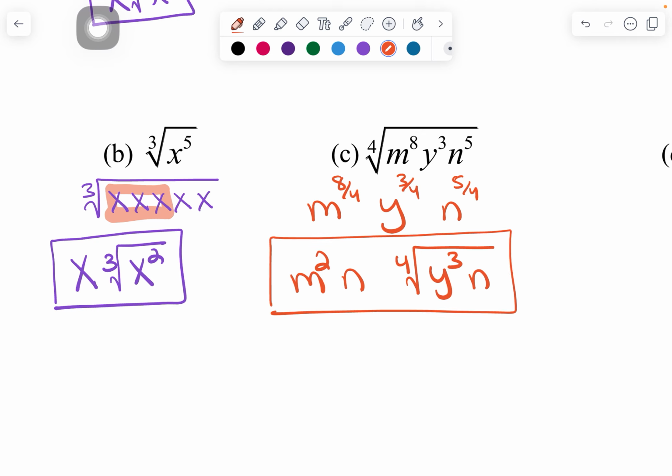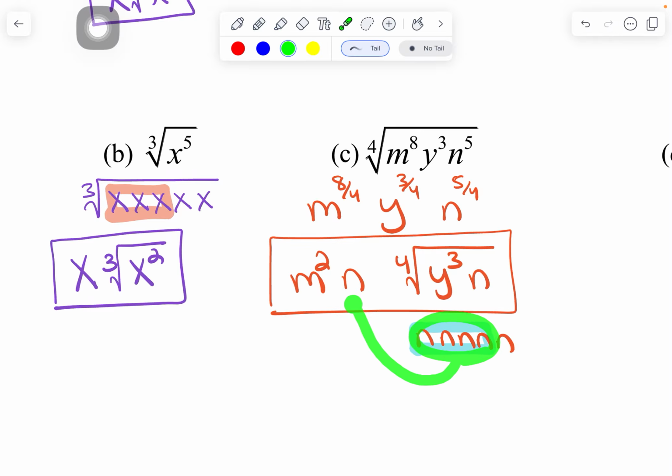So if you had, and I can write it out, 5 n's. 1, 2, 3, 4, 5. And for a fourth root, this is a root of 4 here. We would be looking for sets of 4. So there's 1, 2, 3. There's a set of 4. So that set of 4, one of them becomes that n out front. And then this n here, the one that's left over, stays underneath that fourth root.